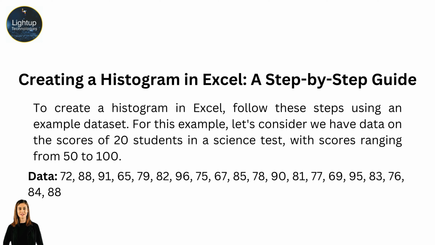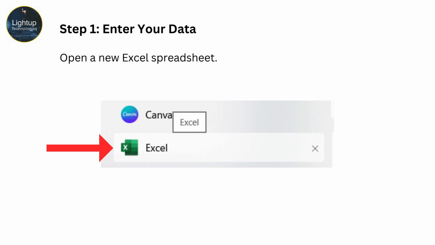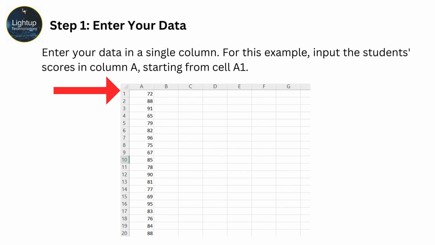For this example, let's consider we have data on the scores of 20 students in a science test, with scores ranging from 50 to 100. The data is shown below. Step 1. Enter your data. Open a new Excel spreadsheet. Enter your data in a single column. For this example, input the students' scores in column A, starting from cell A1.